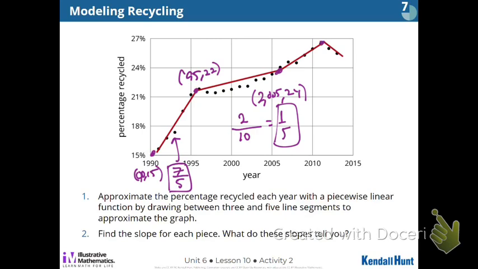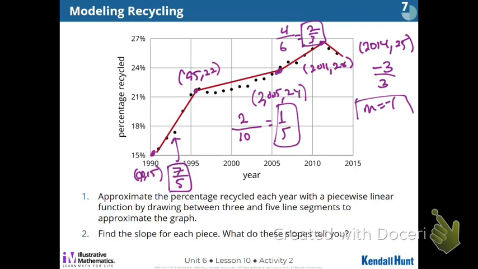Let's look at this point. This point's something like 2011 all the way up to 28. So it goes from 24 to 28. How did it go up? 4, and then it went from 2005 to 2011. 6. So that's a slope of 2/3. And my last one ended at, what year? Do we want to say 2014? And that ended at 25? That might be 25.5, but let's say 25. So that one went down 3 over 3. A slope of -1.